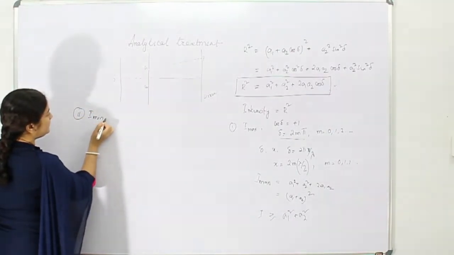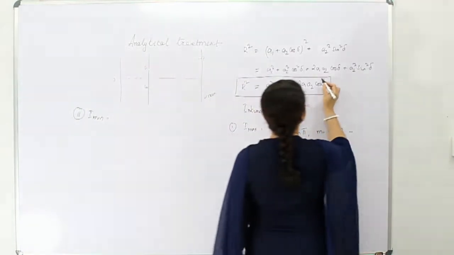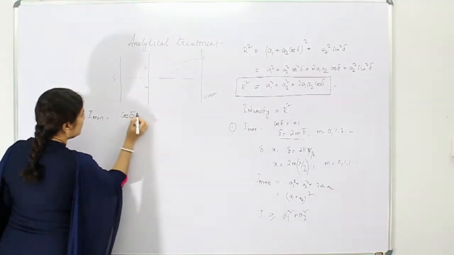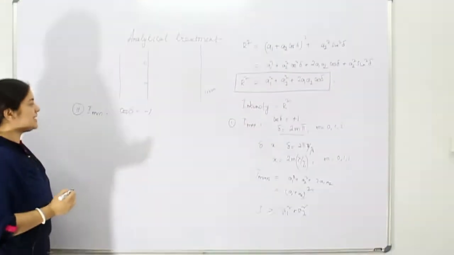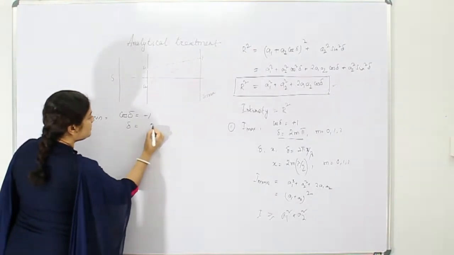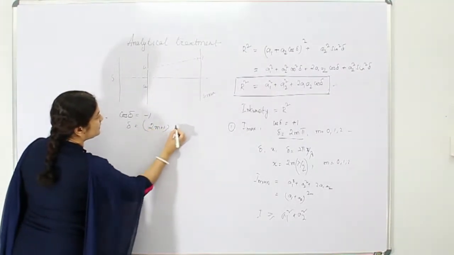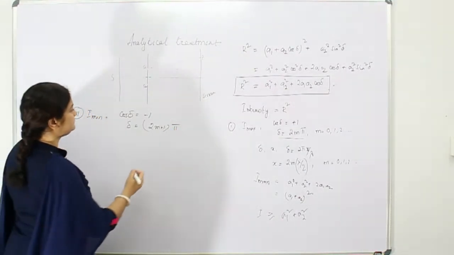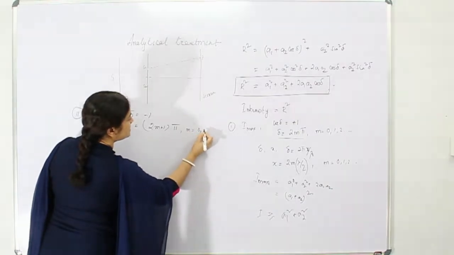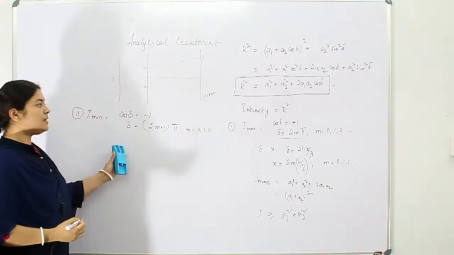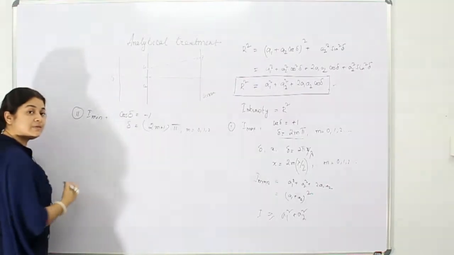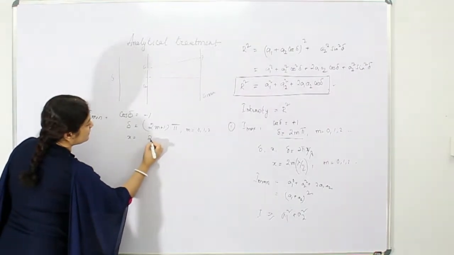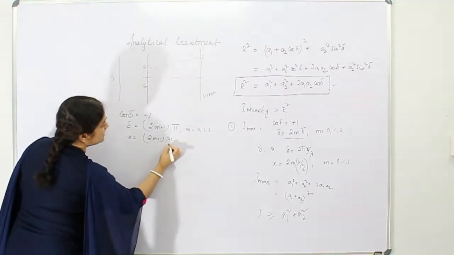I min. So what will be the condition? This should be equal to -1, then you will get the minimum intensity, that is cos delta is equal to -1, and this condition is satisfied when delta is equal to odd multiple, that is 2m plus 1 pi, where m is equal to again 0, 1, 2. So what will be the phase difference? This is the phase difference. So what will be the path difference? Path difference will be then equal to 2m plus 1 lambda by 2.